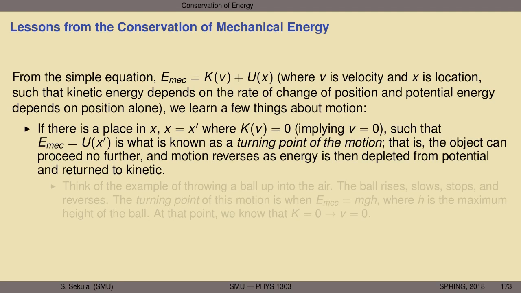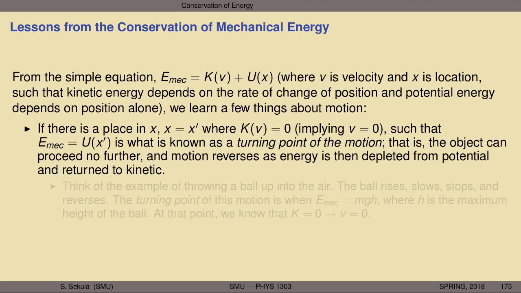There might be more than one x prime, but let's imagine there's at least one place where the kinetic energy of the system is zero, which of course implies that the speed of any potential moving parts in the system is also zero. In that case, we achieve a situation where the mechanical energy is entirely found in potential energy. And again, this is at that place in space. All right, so this is u as a function of x and specifically evaluated at x equals x prime.